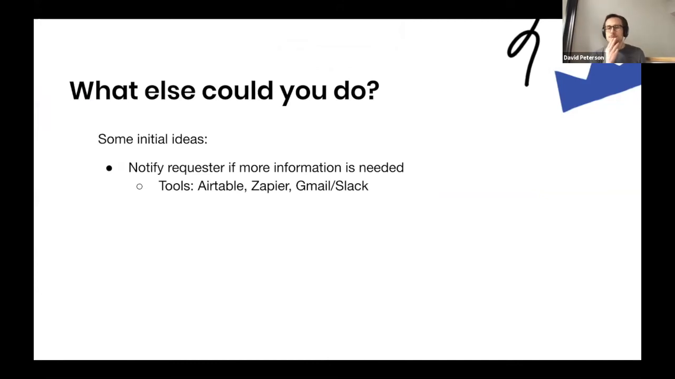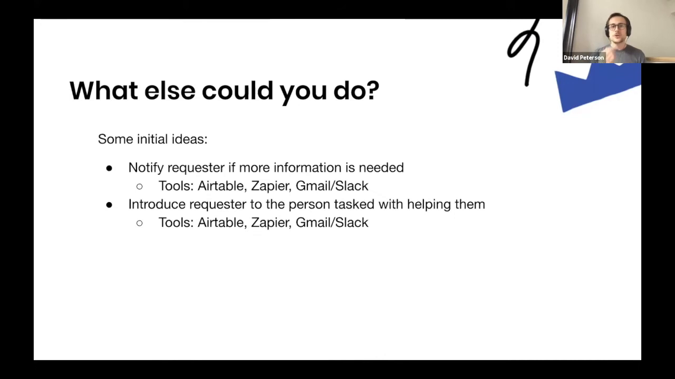One is you could notify the requester if more information was needed. Let's say you don't have all of the information you need to be able to triage the request. Well, that's just another status that you could create, another view that the record could enter, another automation that you could create. What if you could introduce the requester to the person who's going to be helping them? This might make a ton of sense if you were onboarding new employees. Let's say you're working in HR, the people ops team, and you want to introduce a new hire with their onboarding buddy. This could manage that process completely automatically for you.